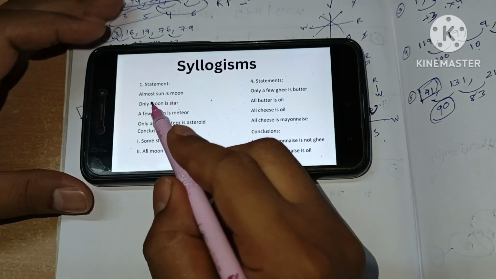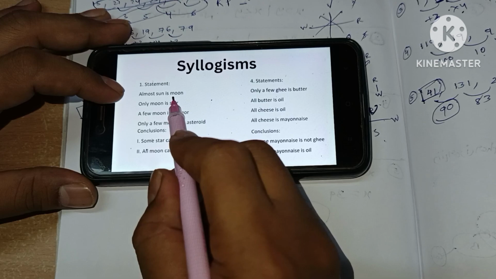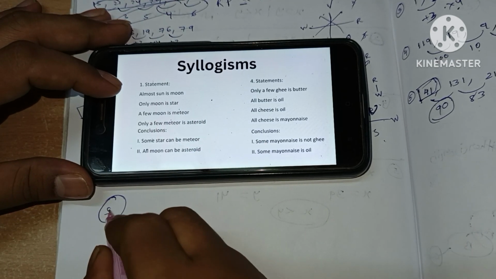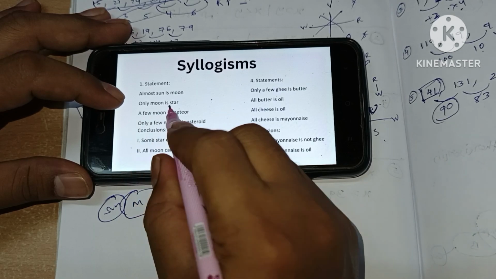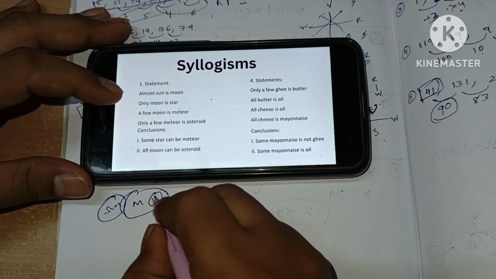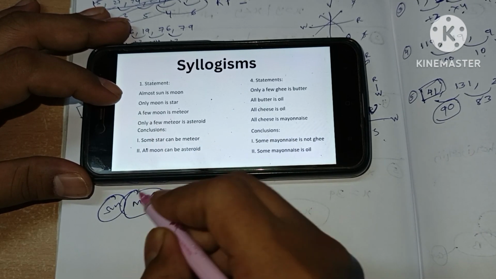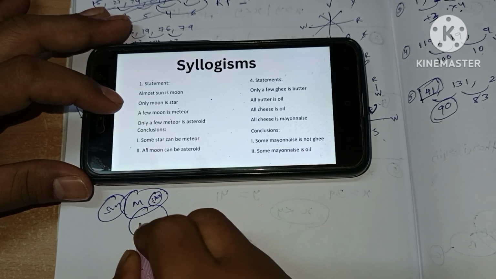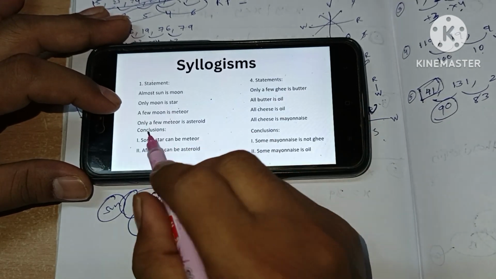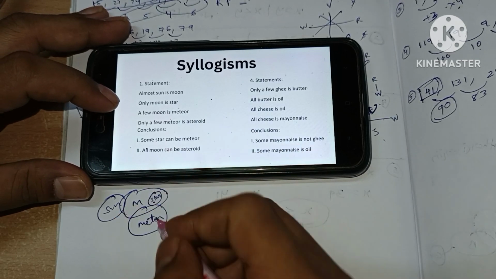We are going to see syllogisms. First question, almost sun is moon, which is nothing but some sun is moon. Only moon is star. So star is inside moon and doesn't share with anything except moon. A few moon is meteor means some moon is meteor. Only a few meteor is asteroid.